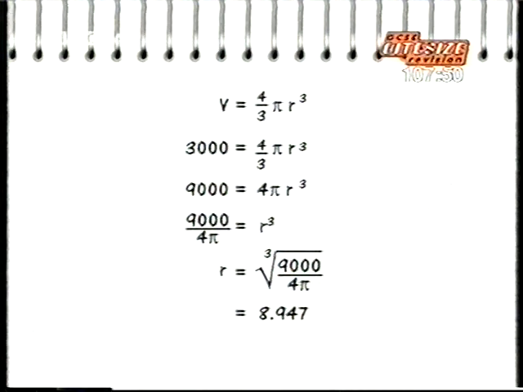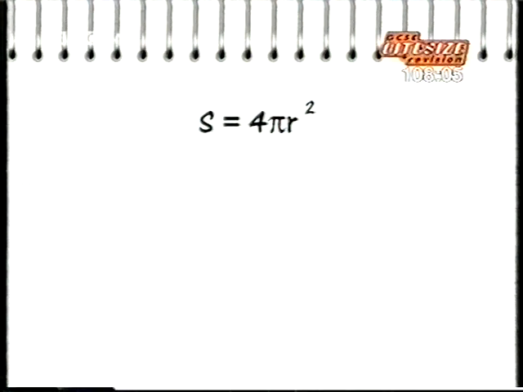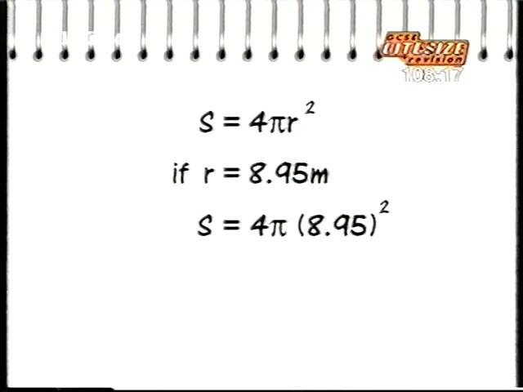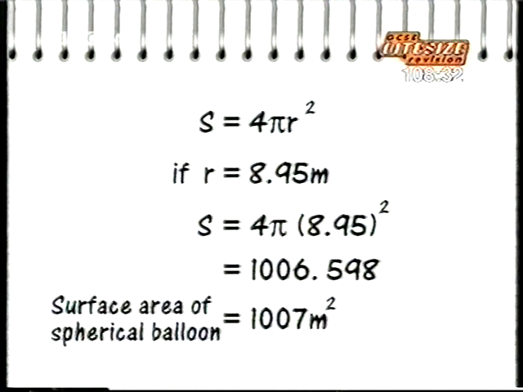So to the nearest centimetre, the radius r of the spherical balloon is 8.95 metres. Now we can use this value of r to find the surface area of this balloon. For a sphere of radius r, surface area is given by S equals 4 pi r squared. So if r is 8.95 metres, the surface area is 4 pi times 8.95 squared, or 1006.598. So, to the nearest square metre, the amount of material required for a spherical balloon is 1007 square metres.